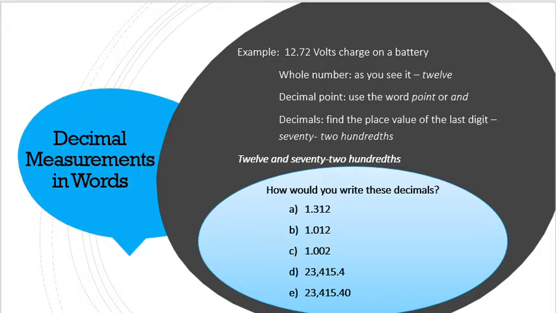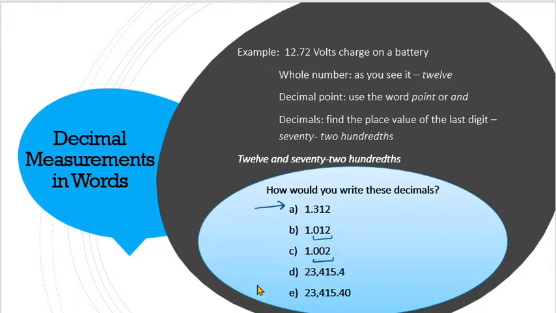So as we look at these various examples, how would you say these? I'm probably going to use the and because it's a weirder one. For number 1, or A rather, it'd be 1 and 312 thousandths. Likewise, because we're still in the thousandths place value, B is going to be 1 and 12 thousandths. And same with C. C is going to be 1 and 2 thousandths. D, a little bit easier, it's going to be some big number, 23,415 and 4 tenths, because we're only going to that.